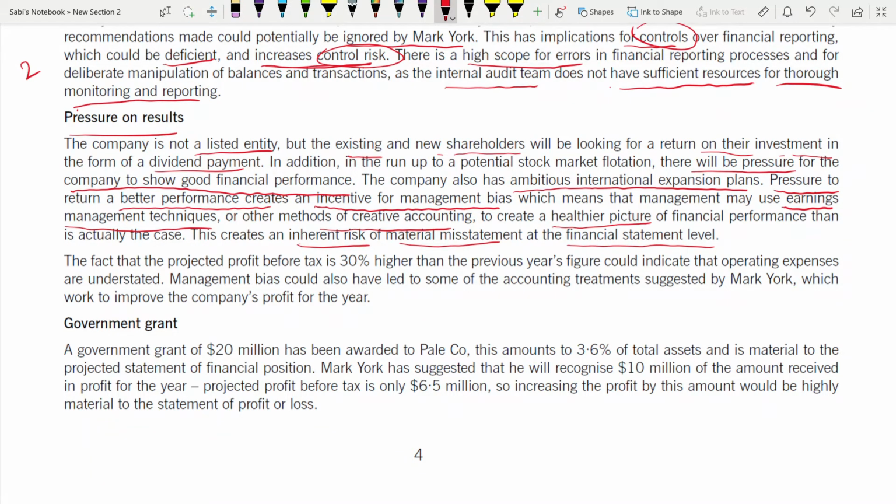The fact that the projected profit before tax is 30% higher than the previous year could indicate that operating expenses are understated. Probably, right? Because to increase the profit, you have to understate expenses and increase the revenue. That's what they must have done. So management bias could also have led to some of the accounting treatments suggested by Mark York, which worked to improve the company's profit for the year.